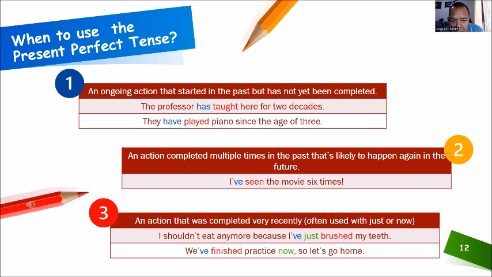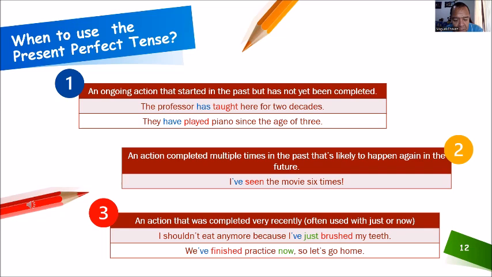Knowing when to use the present perfect tense is an important part of English grammar, but it can be confusing. Now we explain the 6 main uses of the present perfect tense with examples. This is the primary usage of the present perfect tense, which demonstrates the relationship between an action started in the past and its effects on the present. For instance, the professor has taught here for 2 decades. They have played piano since the age of 3.